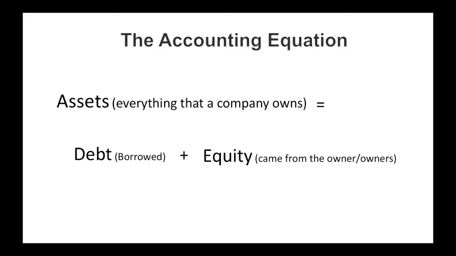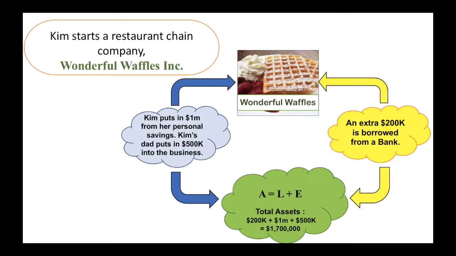Let us do an example. So let's say Kim starts a restaurant chain company. Let's call it Wonderful Waffles, Inc. So to start Wonderful Waffles, Kim decides to put in $1 million from her personal savings. I know, Kim is loaded. But Kim decides that the $1 million is not going to be enough. So Kim asks her dad to put in some money and invest into the business, and Kim's dad eventually invests $500,000 into the business, in addition to the $1 million Kim has invested.